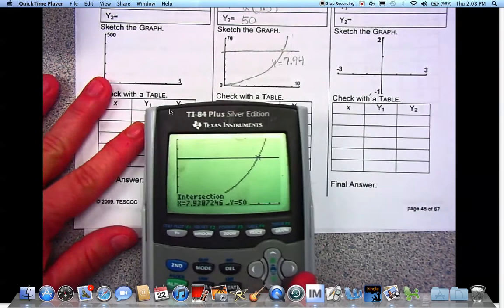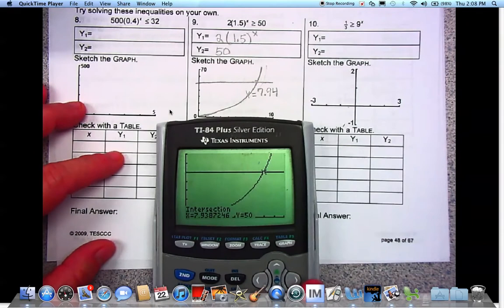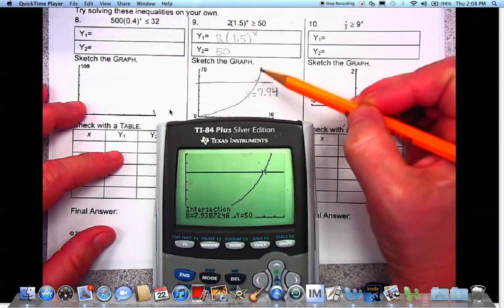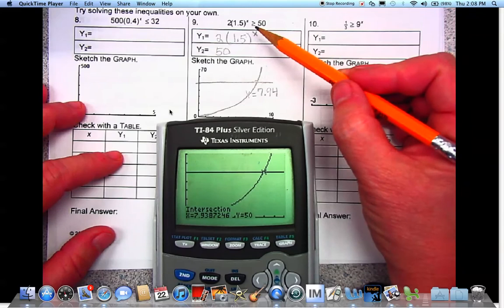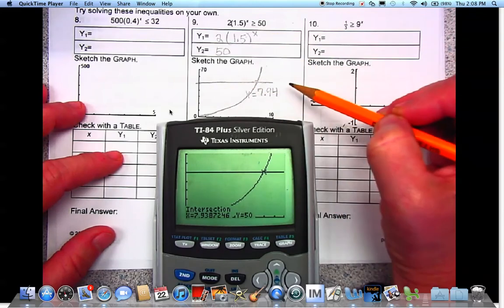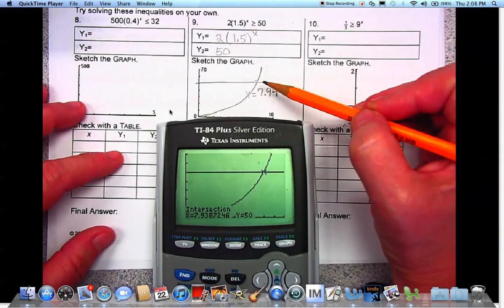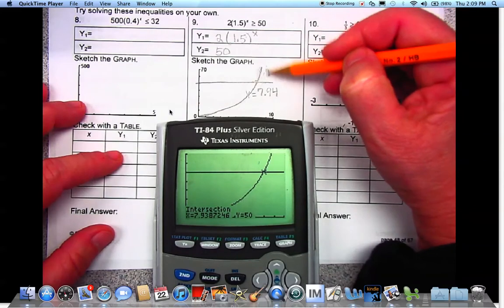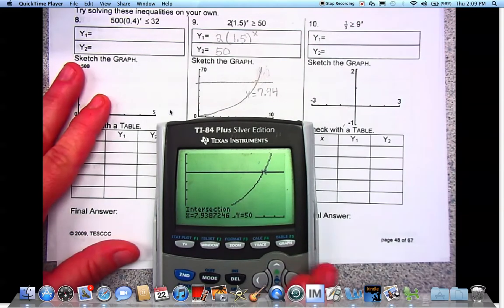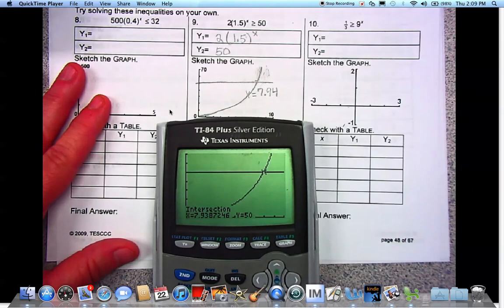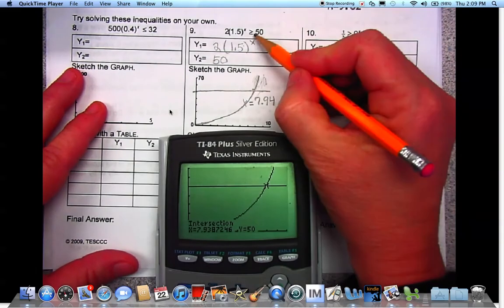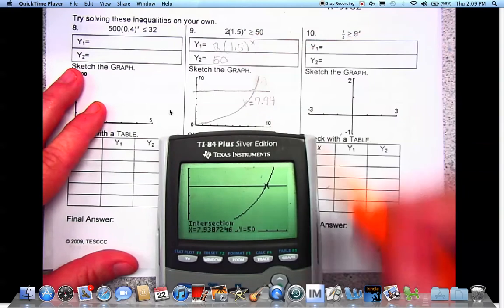Okay. Now let's look at it for a second. It says that the exponential function, the curved one, has to be greater than or equal to 50, which is the line going straight across. So when is it greater than or equal to 50? Above it or below? Above, isn't it? Up here. It's greater than or equal to 50. So what do you think the answer would be? X is greater than or equal to 7.94, because we have an equals up here. If we don't have an equals up here, we won't put the equals.